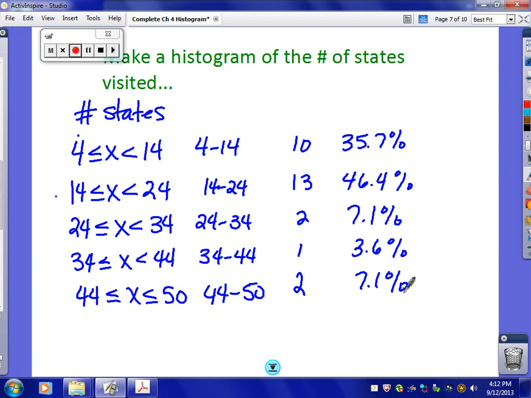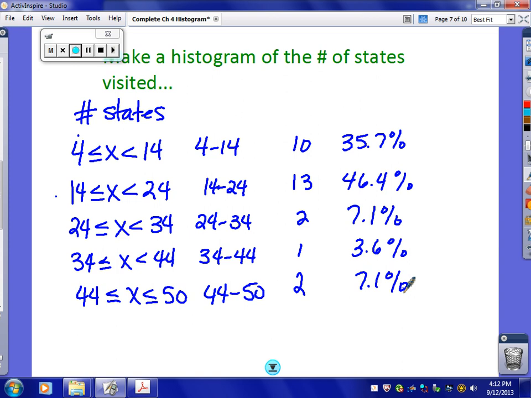Alright, so this is a frequency distribution. This is a distribution of the data. We're going to use this distribution to draw our histogram. Okay, so let's draw the histogram.